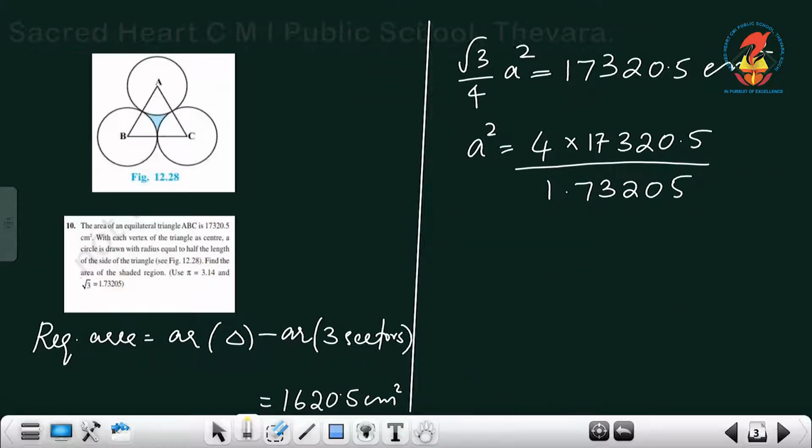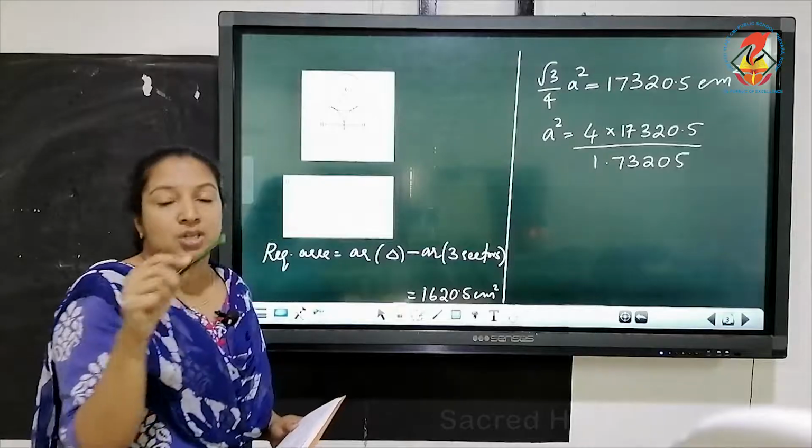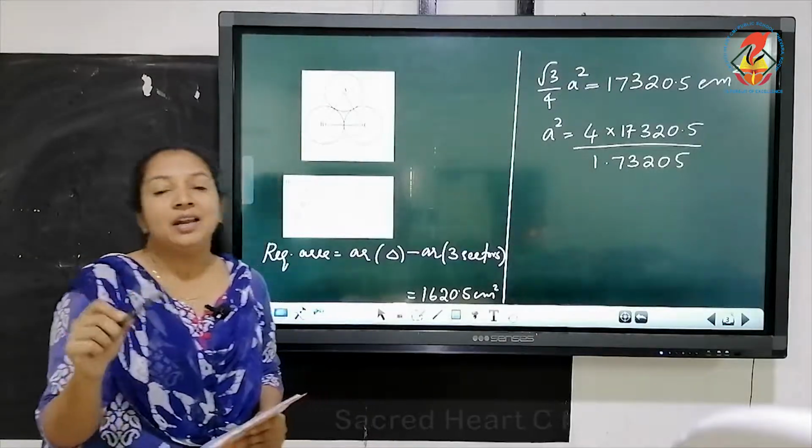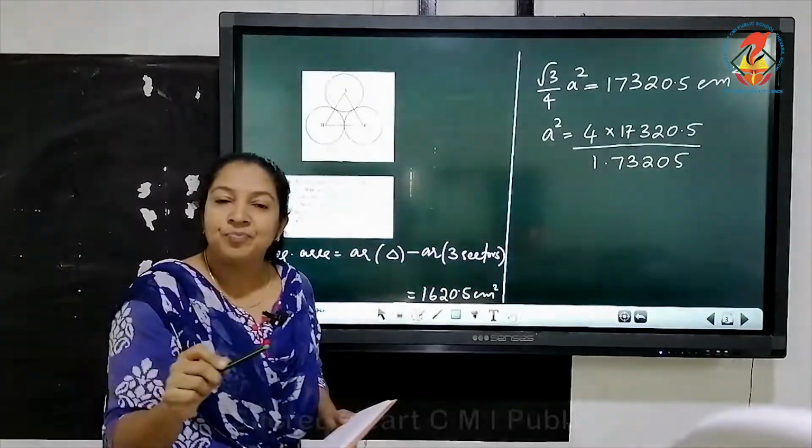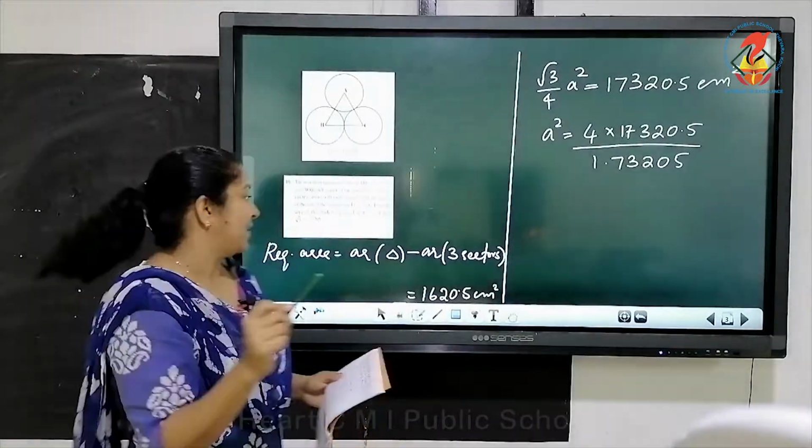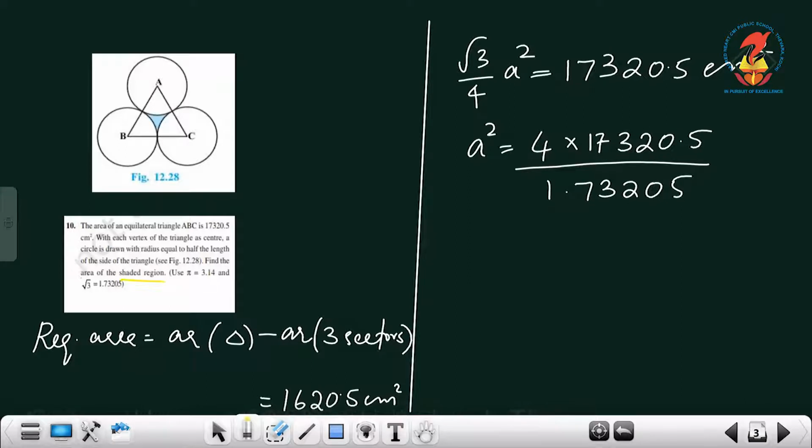Next question, 10th question. The area of an equilateral triangle ABC is 17,320.5. Area of the equilateral triangle is given. With each vertex of the triangle as center, a circle is drawn with radius equal to half the length of the side of the triangle. And 3 circles are drawn taking each vertex as a center, and the radius is given as half the length of the side. Then find the area of the shaded region.